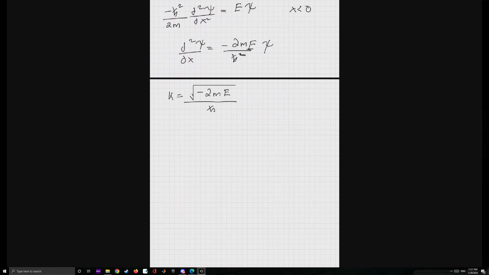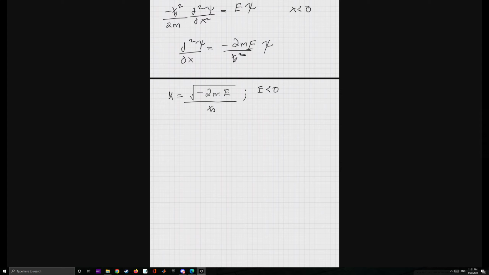Now, why do we put the negative inside the root? That seems unphysical. There shouldn't be a negative inside the root. Well, the reason is that we already say that E must be less than 0. So E is negative, this negative and this negative cancel each other out, so the root is positive. So this actually works out.